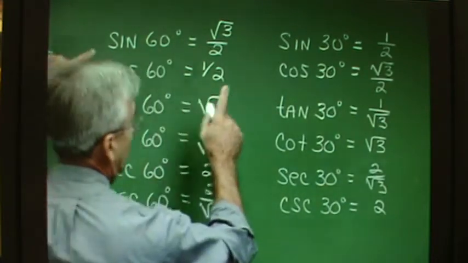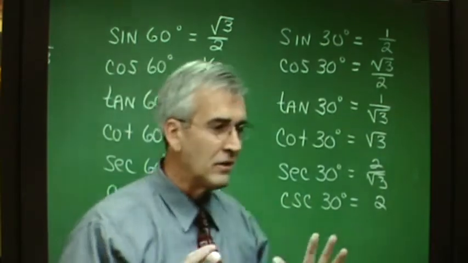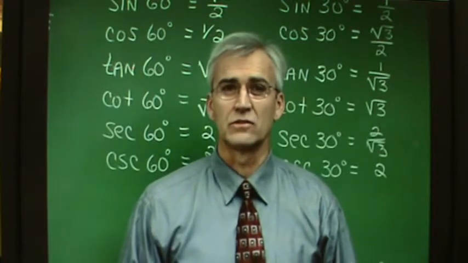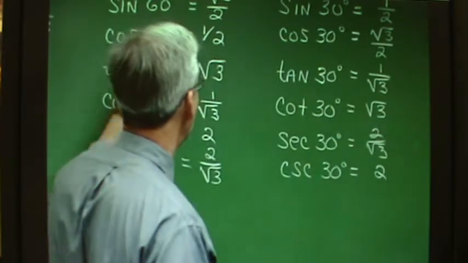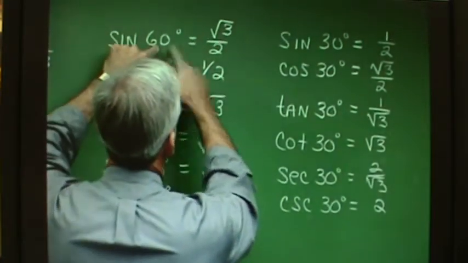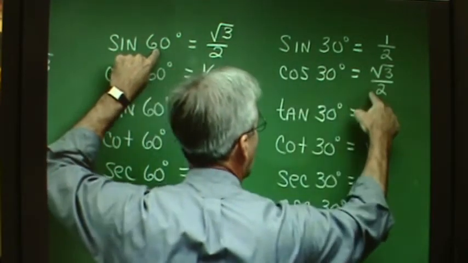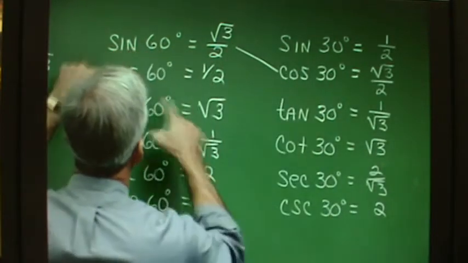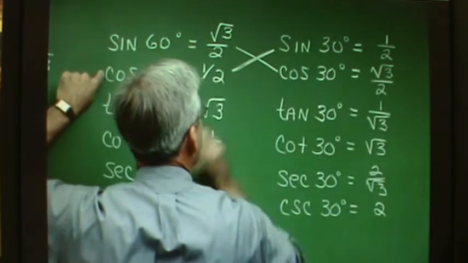You may have noticed already that because we're dealing with the same lengths of sides here, and all we're talking about is a bunch of fractions involving the lengths of those sides, it's no wonder that we have some of the same fractions over here that we have over here. But there's a pattern to it. The sine of 60 degrees is the square root of 3 over 2. The cosine of 30 degrees is also the square root of 3 over 2. Those two are the same. And the cosine of 60 is the same as the sine of 30. Those two are the same.